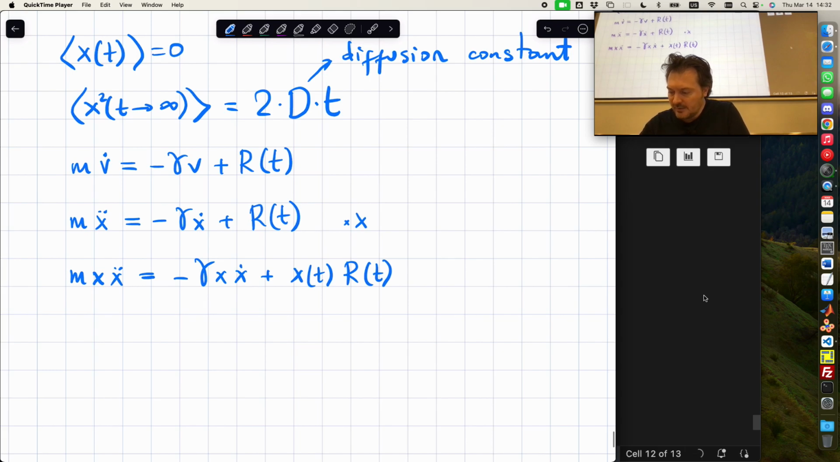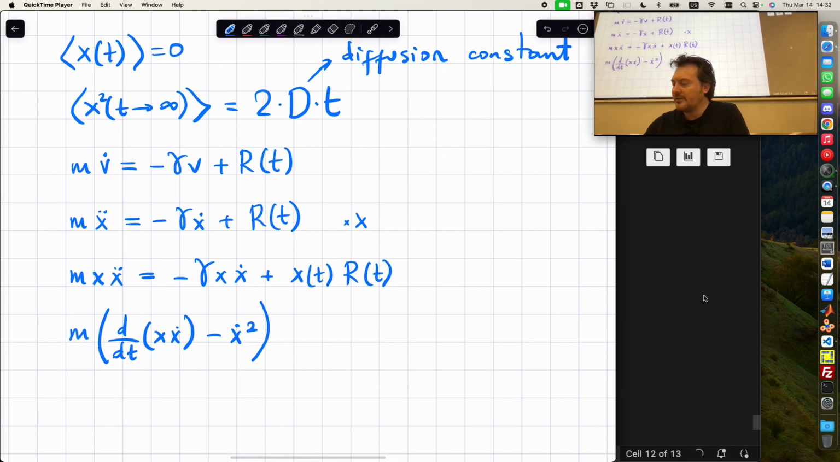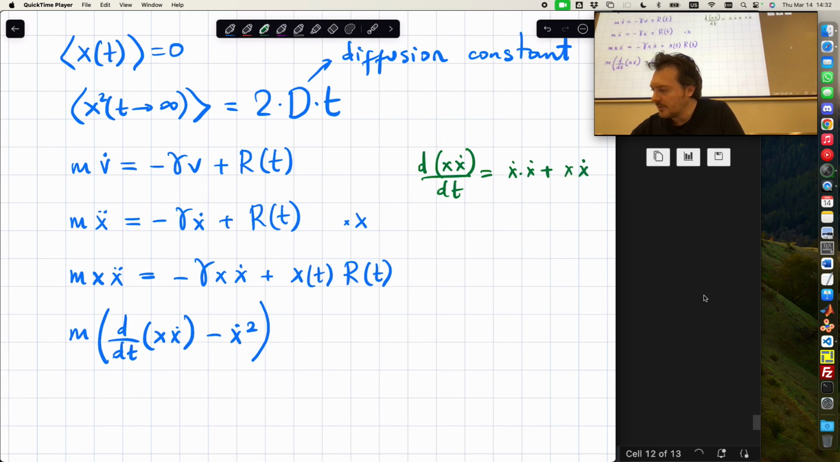Then I'm going to write this x x double dot as yet another trick: d over dt of (x x dot) minus x dot squared, yes, v squared. Can I write that? Yes, because d over dt of x x dot is x dot times x dot plus x x double dot. Do you see now? So I have replaced this part by this one minus that one. We are going somewhere with it. Equals minus gamma x x dot, the right hand side remains the same.